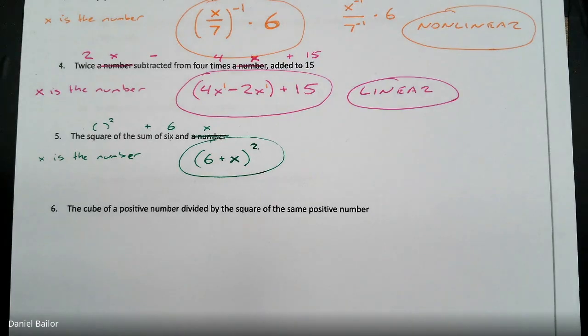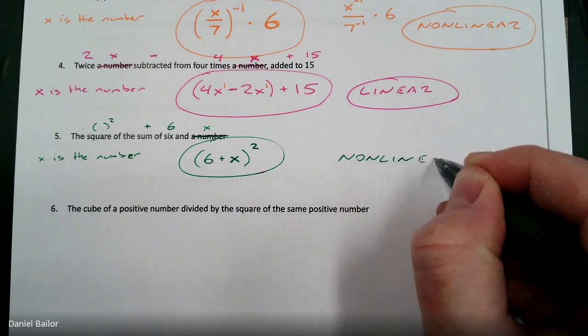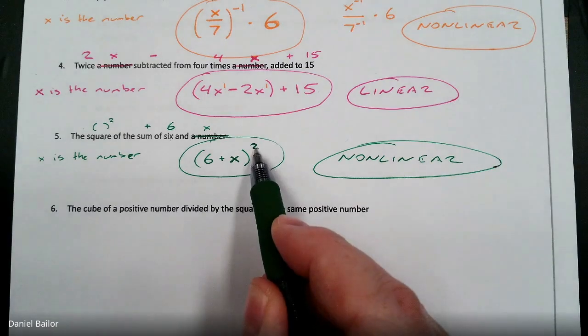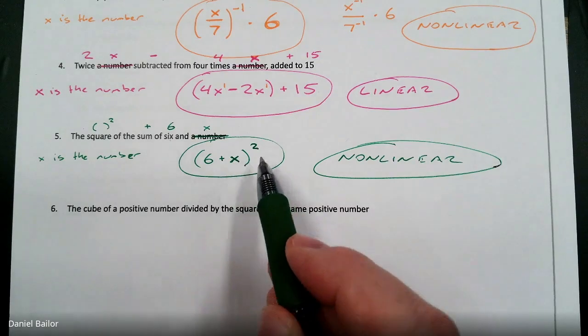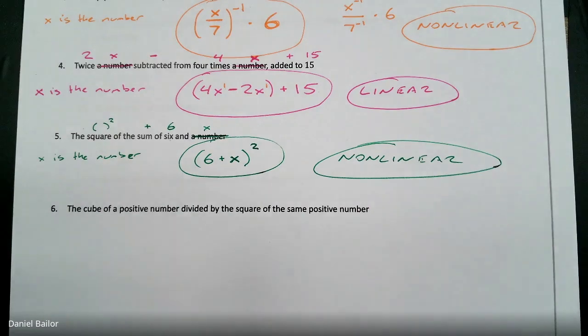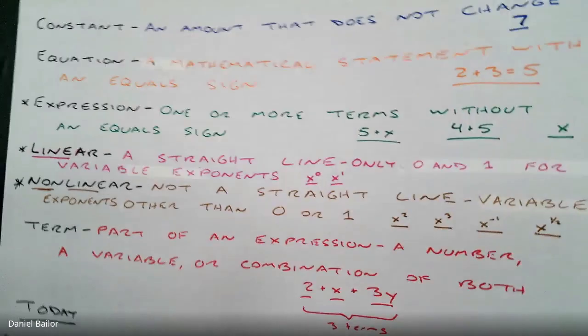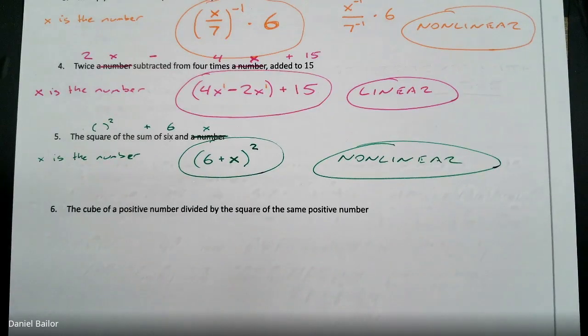Now, next part is, is this linear or nonlinear? Well, you should be able to see right away that it is nonlinear because this is squared. The x is in the parentheses, so it is going to be squared. And squared means nonlinear because that's a 2. In linear expressions, the variables can only have exponents 0 and 1. So it is nonlinear.